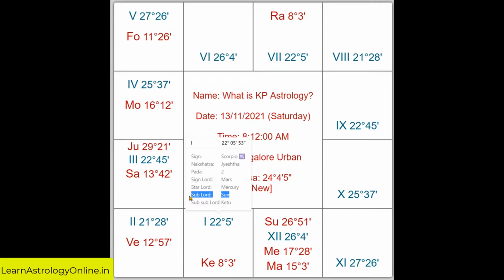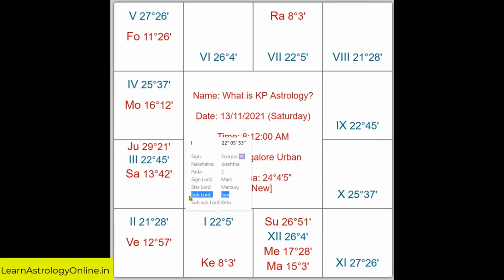A star spans for about 13°20 minutes. We have 27 stars in the 360-degree arc around the sky, and each of these stars spanning 13°20 minutes is further subdivided according to the Vimshottari Dasa spanning. For instance, the Venus subdivision follows 20/120, because in the Vimshottari Dasa system there are 20 years allotted for the Venus Dasa.